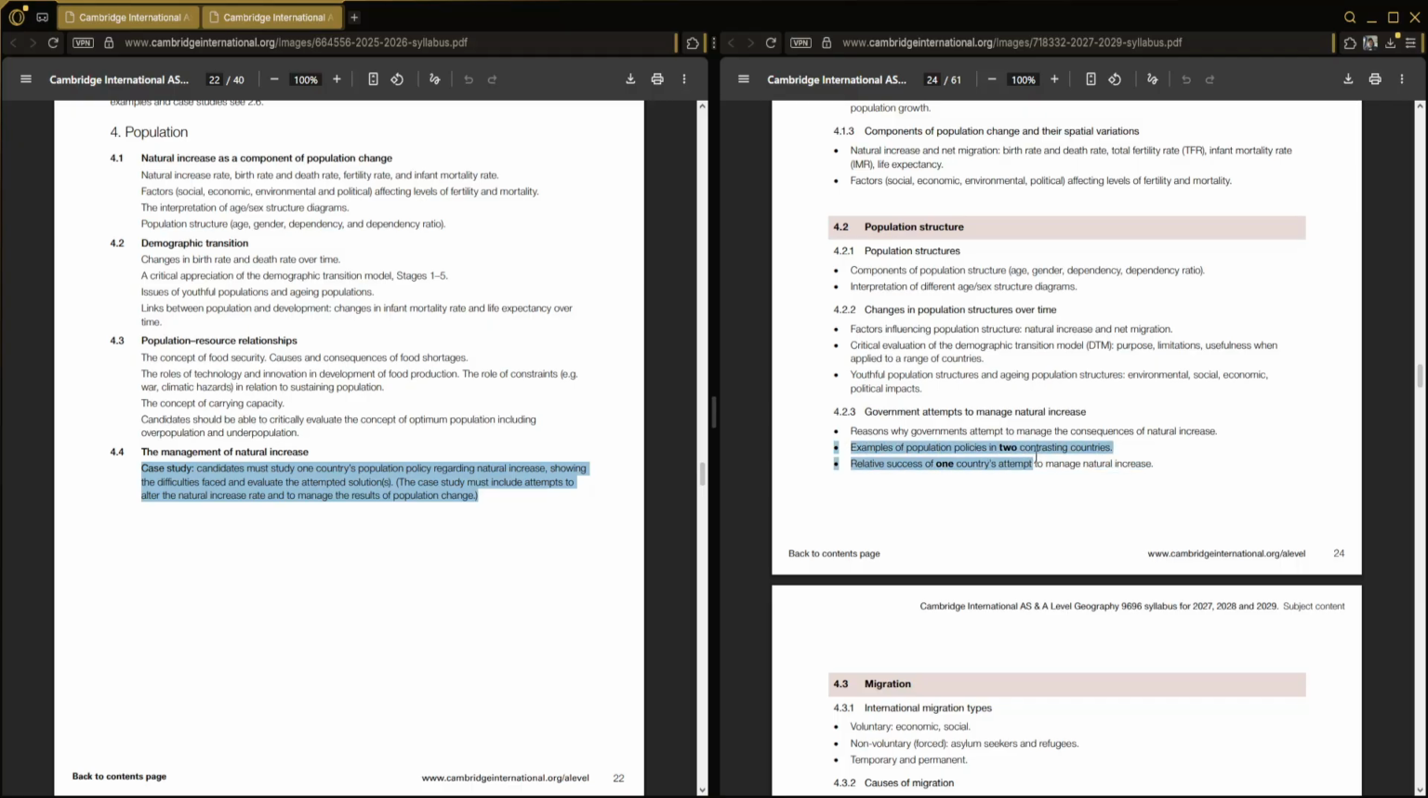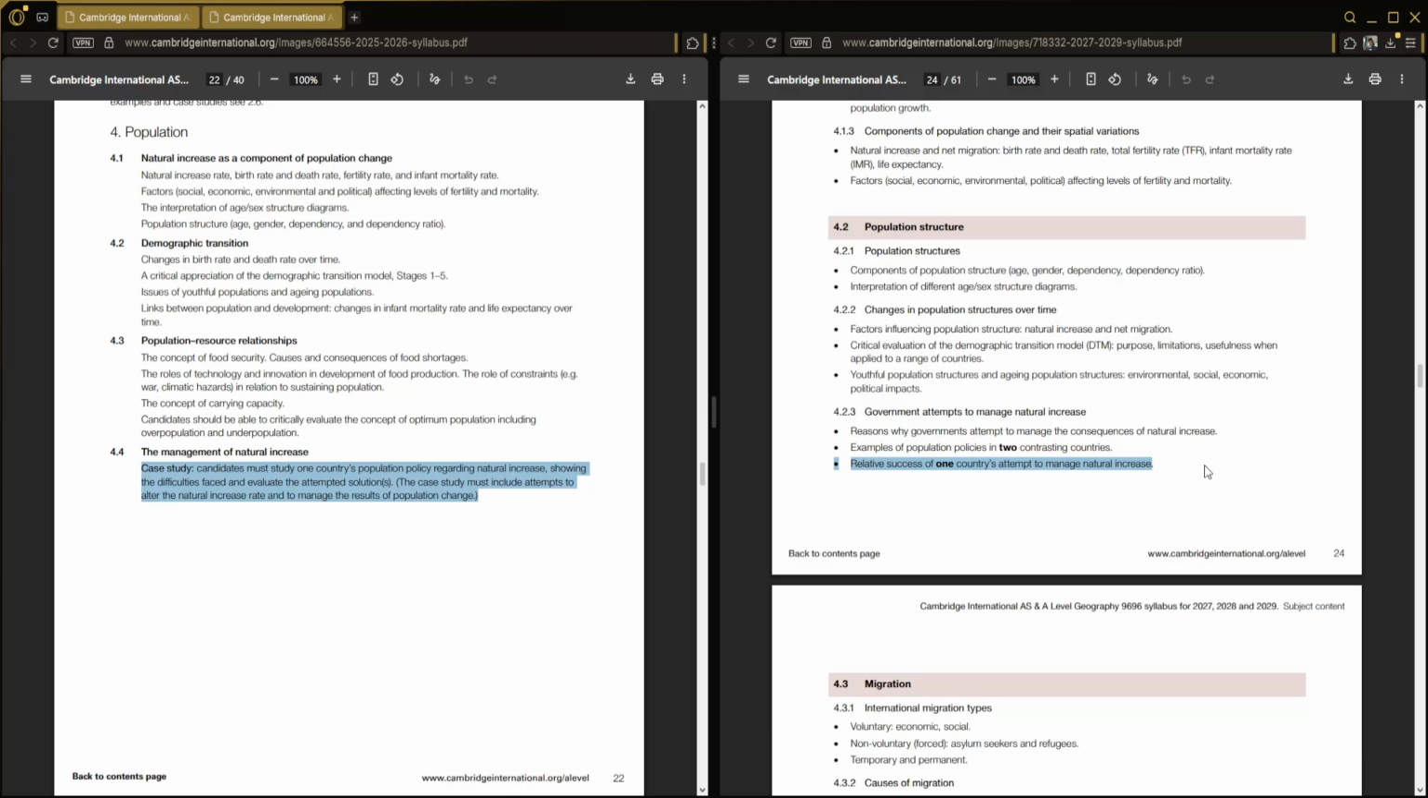The first bullet point, examples of population policies in 2 contrasting countries, so preferably a pronatal country and an antinatal country. Therefore, you need 2 case studies. But then there's one more bullet point, which is relative success of one country's attempt to manage natural increase. And therefore, in theory, you have to study 3 case studies.